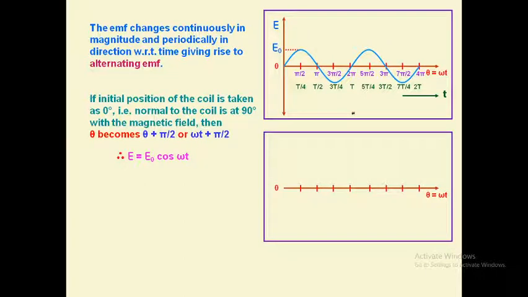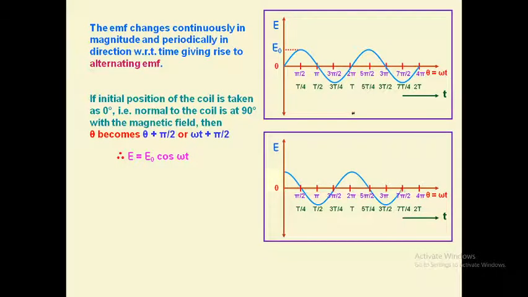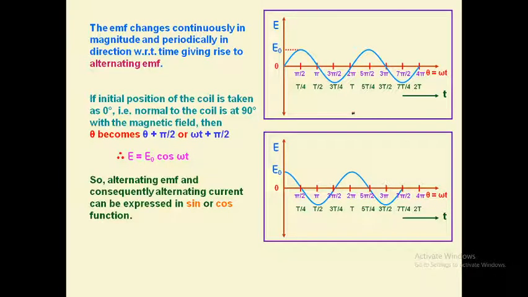Now one more case is there. If the initial position of the coil is taken as 0 degree, although in my diagram I took it as 90 degree, then the angle will become 90 plus theta, then cos will come, and you will have the graph of cos like this. Nothing will change, both mean the same thing, alternating EMF, whether it is sine or cos. In both cases we call it alternating EMF. So this method of inducing EMF is the basic principle of generators, and a generator is something which we know very well.